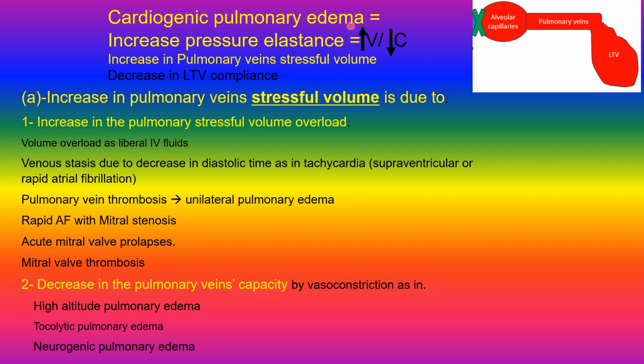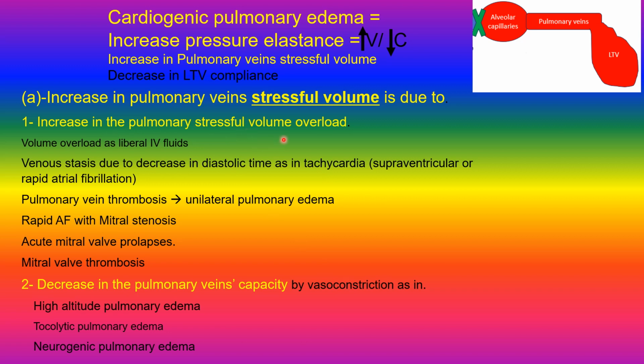Cardiogenic pulmonary edema will be due to increase in the pressure elastance, which is the wedge pressure or hydrostatic pressure, and this may be due to increase in the pulmonary veins stressed volume or decrease in the left ventricular compliance, or the two together. Increase in the pulmonary vein stressed volume is due to either increase in the volume itself or decrease in the pulmonary vein capacity by vasoconstriction.